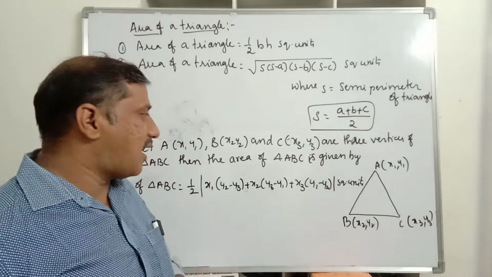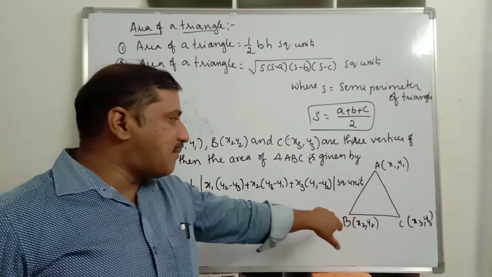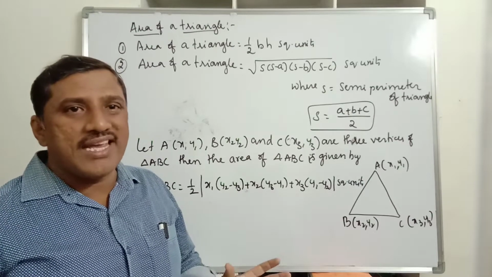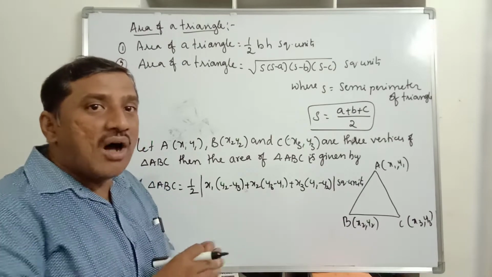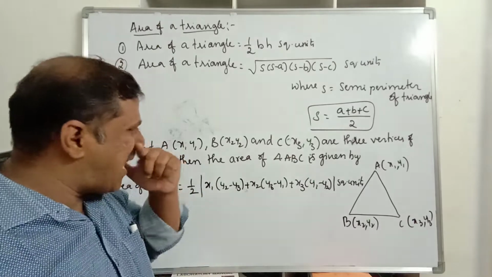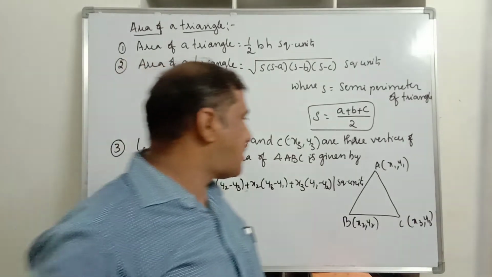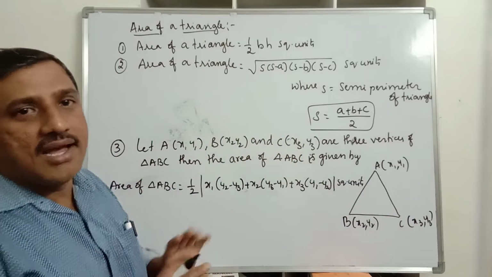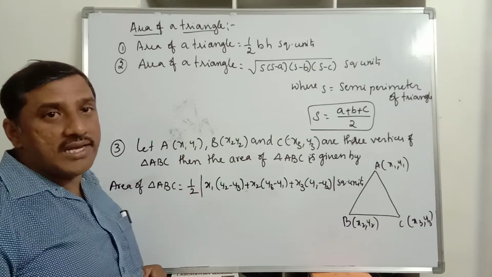This is for a triangle. What are these three points? These three points are called non-collinear points. What are non-collinear points? The points which do not lie on the same line are known as non-collinear points. You see here point A, point B and point C are not lying on the same line. Hence they are non-collinear points.